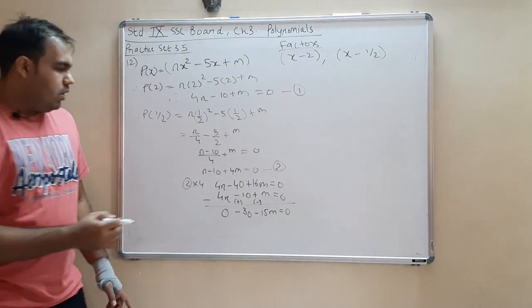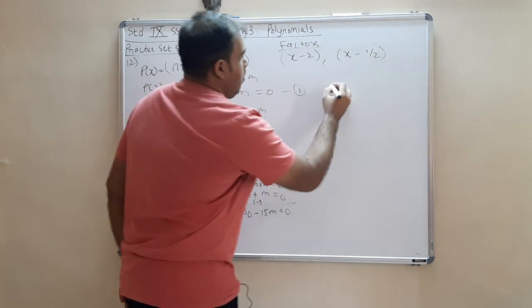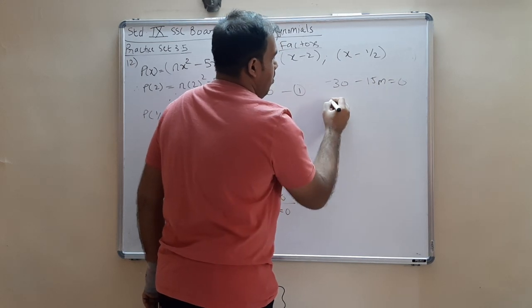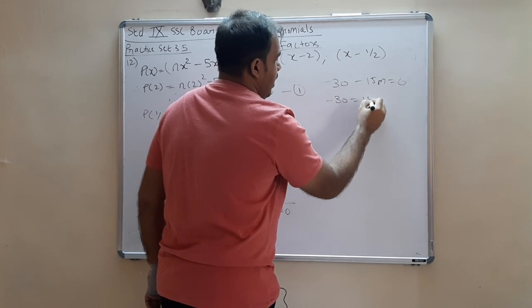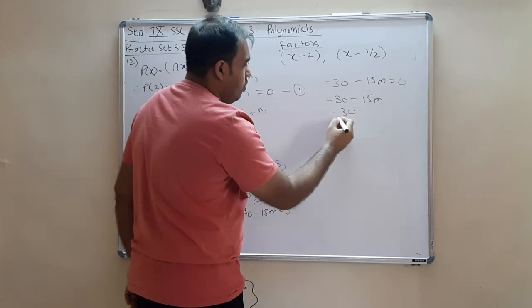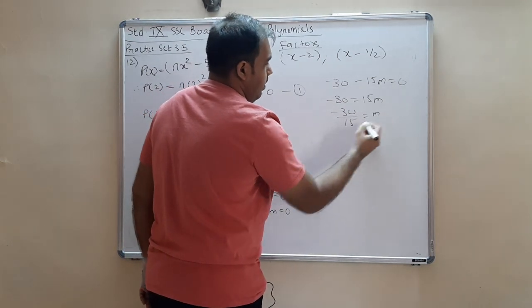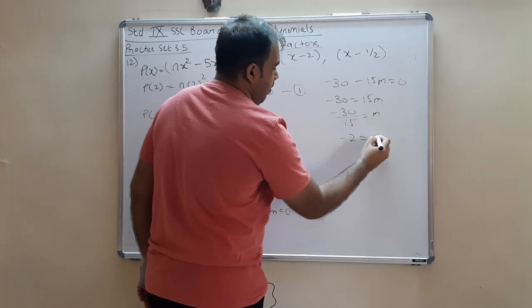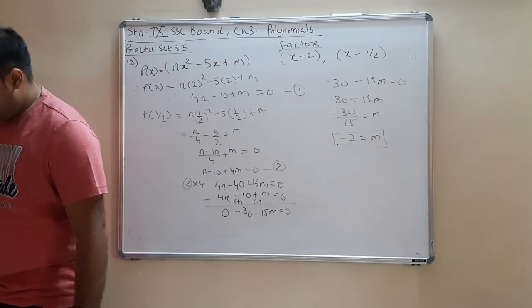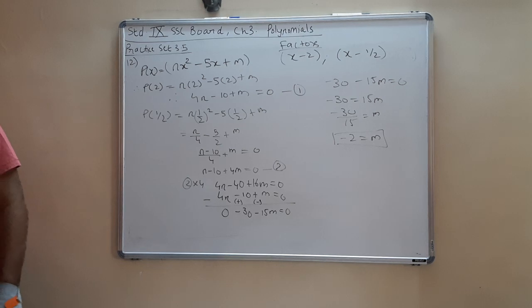Okay. So now if we take this, minus 30 minus 15m equals 0. Minus 30 equals 15m. Minus 30, 15 goes below, upon 15 equals m. Minus 2 is equal to m. So m's value is minus 2. That is the answer for question number 12.